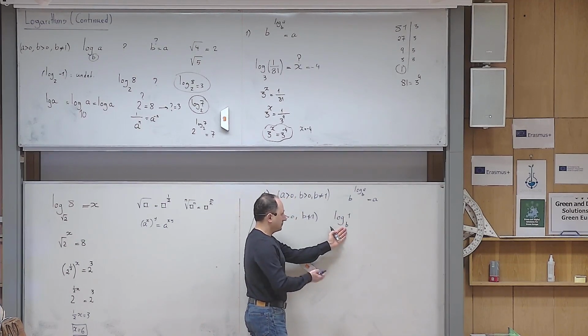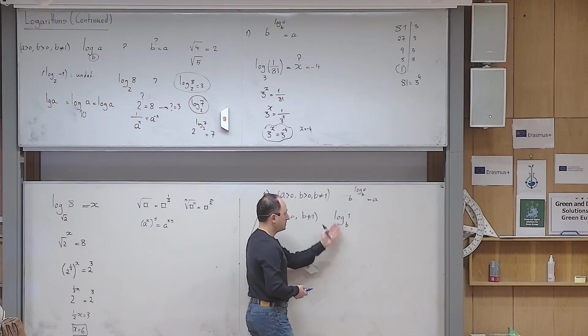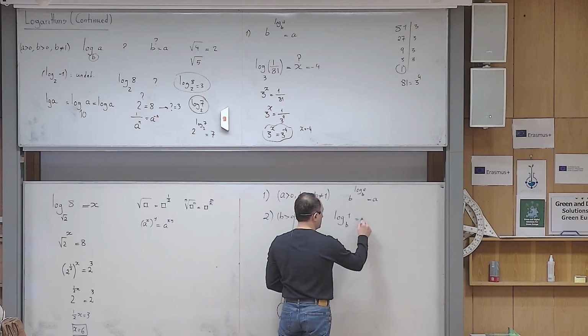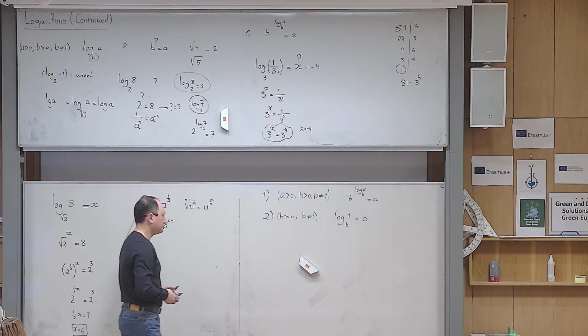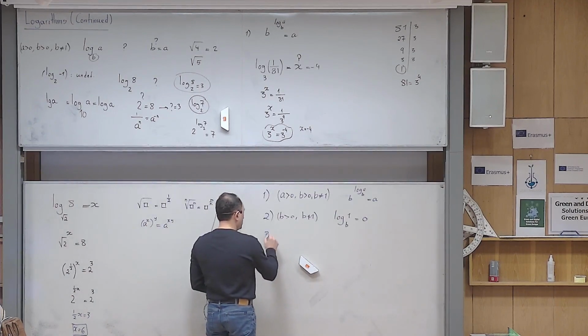So remember, if B is allowed to be a base, then the logarithm of 1 to that base is always 0. So log of 1 is 0. So there was another formula in our list.